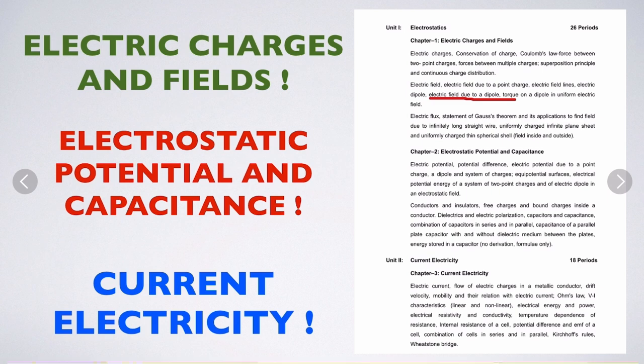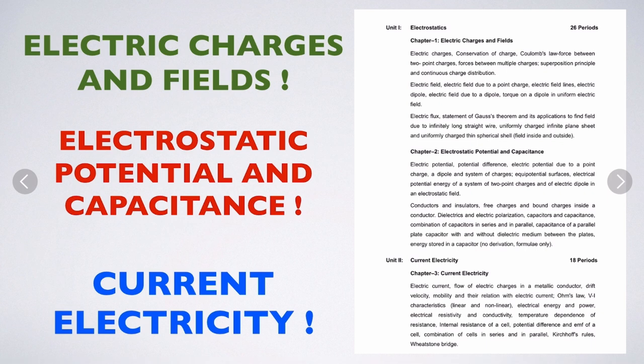Also expected as long answer questions, that is 5 marks and 3 marks, is Gauss theorem and its applications. In that you will get 3 applications: a long straight wire, an infinite plane sheet and a charged thin spherical shell. So these are the expected derivations for long answers. And for short answers we can take torque on a dipole in a uniform electric field. So this is about the first chapter, expected 5 marks and 3 marks questions.